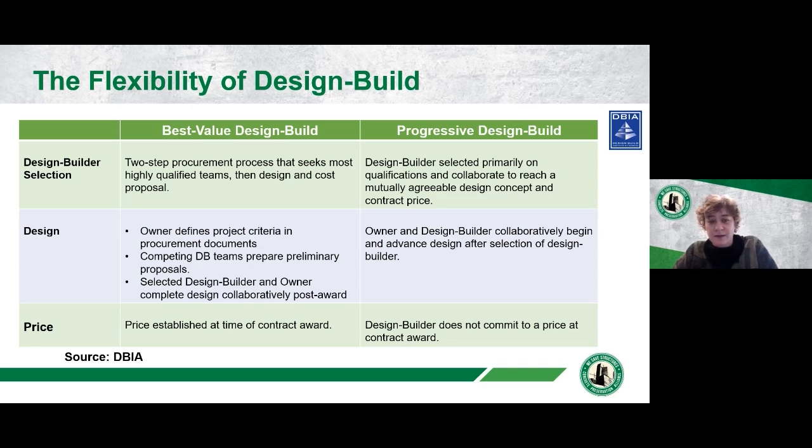Compare that to progressive design build, where instead the design builder is selected primarily based on qualifications. It can still be a two-step approach where there's an RFQ shortlisted at 3 for qualifications, and then the RFP, instead of including construction price, would just be the pricing for phase 1 inspection and design phase.